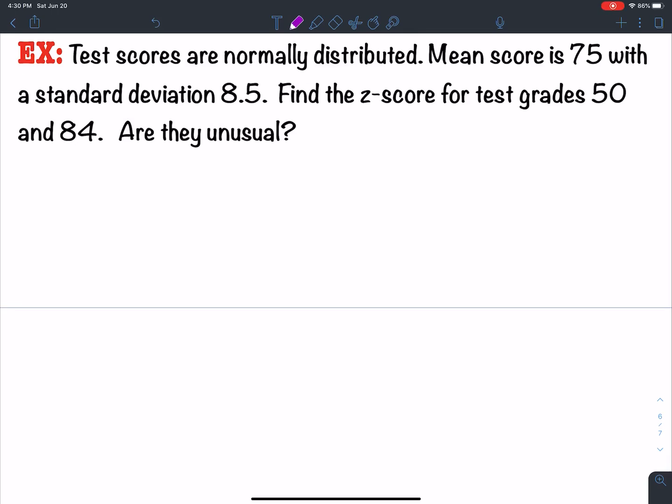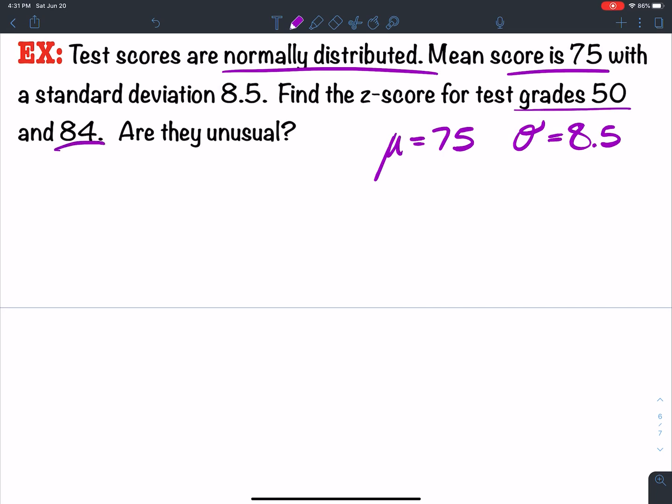In this video, we're going to talk about the test scores. Test scores are normally distributed. We have a mean score of 75 with a standard deviation of 8.5. I want to find the z-scores for the test of 50 and 84 and then determine if they're unusual.